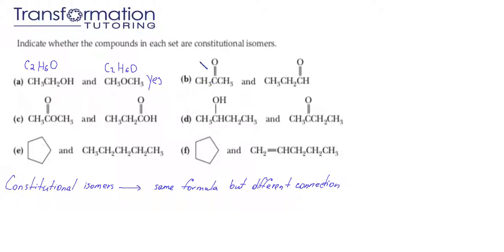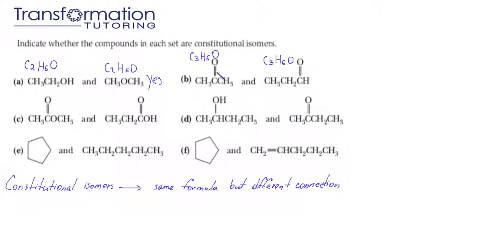In choice B, we have 3 carbons, C3. We have 6 hydrogens, again, and we have 1 oxygen. And then on the right, we have 3 carbons again. We have 6 hydrogens, and we have 1 oxygen. Okay, in choice B, again, we have the same molecular formula.